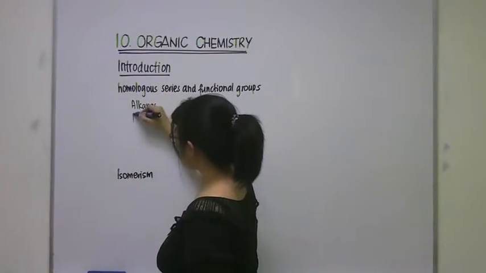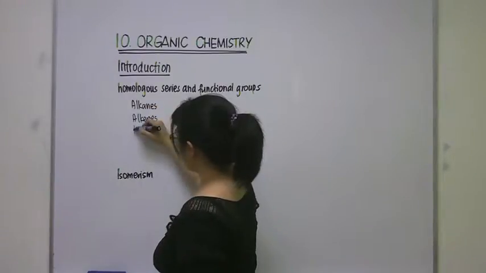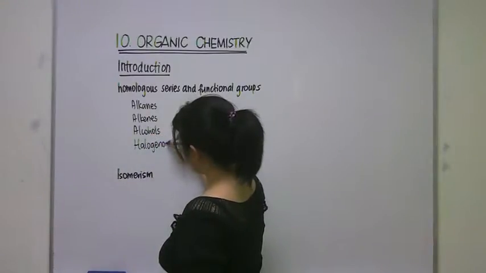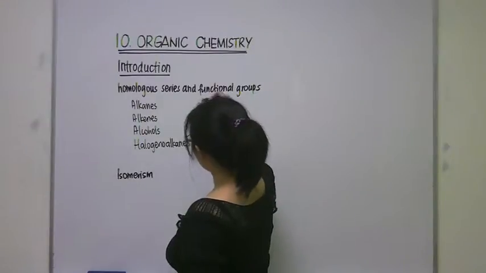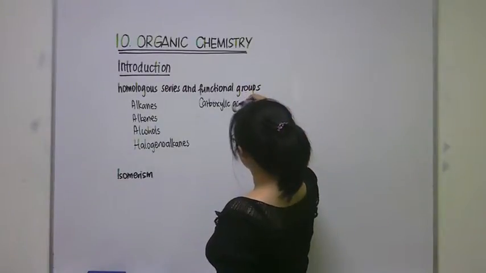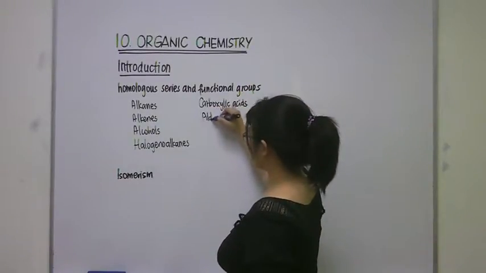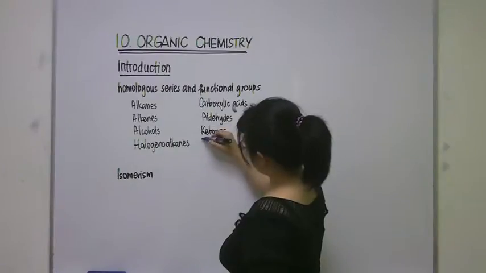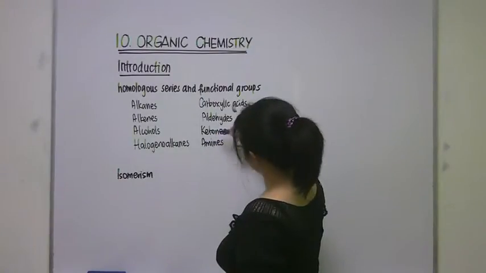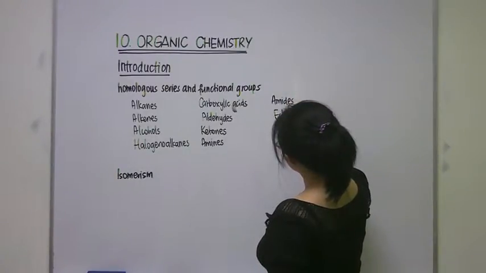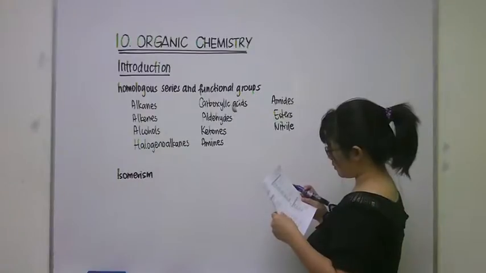alkanes, alkenes, alcohols, halogenoalkanes, carboxylic acid, aldehydes, ketones, amines, amides, esters, nitrile. Okay.